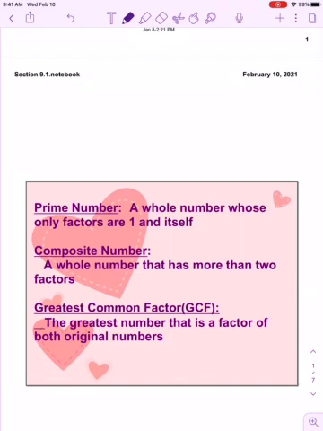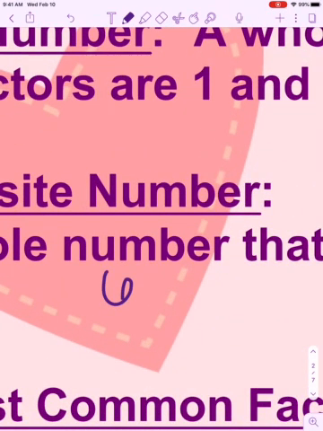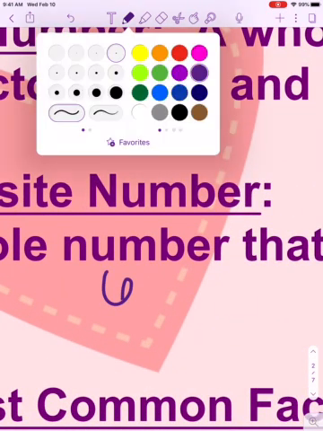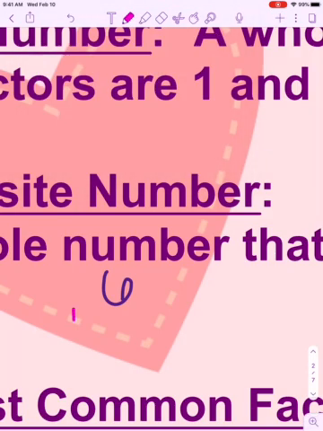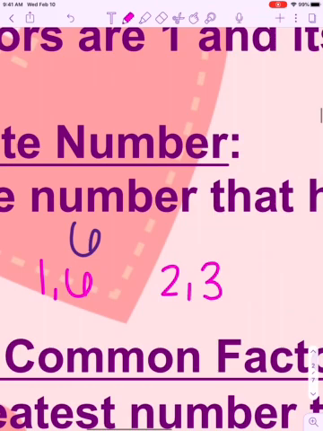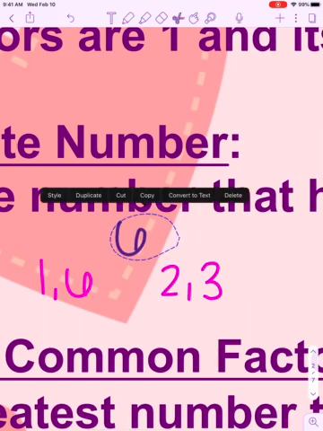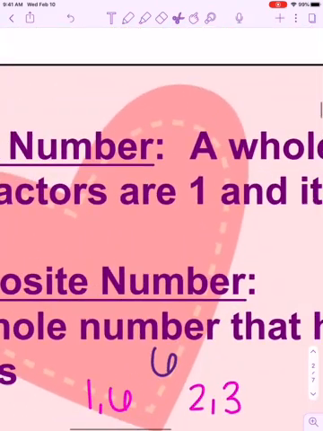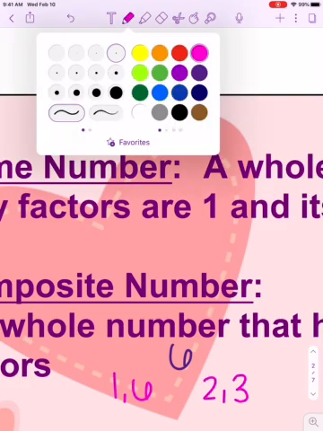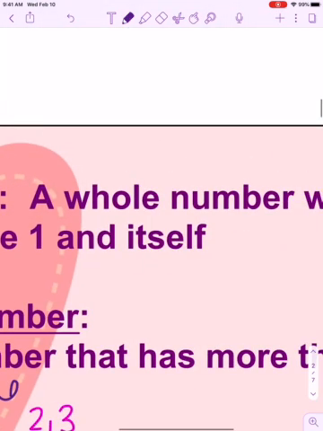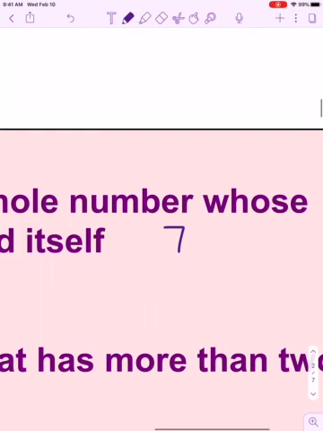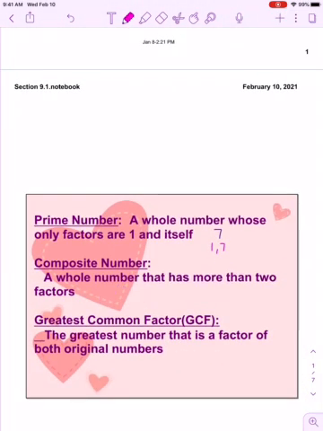A composite number is a whole number that has more than 2 factors. So like we just said, 6. Okay, 6 is a composite number because the factors of 6 are 1 and 6, those are factors, and 2 and 3. Okay, so since it has multiple groups of factors, it's a composite number. Whereas 7 is a prime number because the only factors of 7 are 1 and 7. Okay?